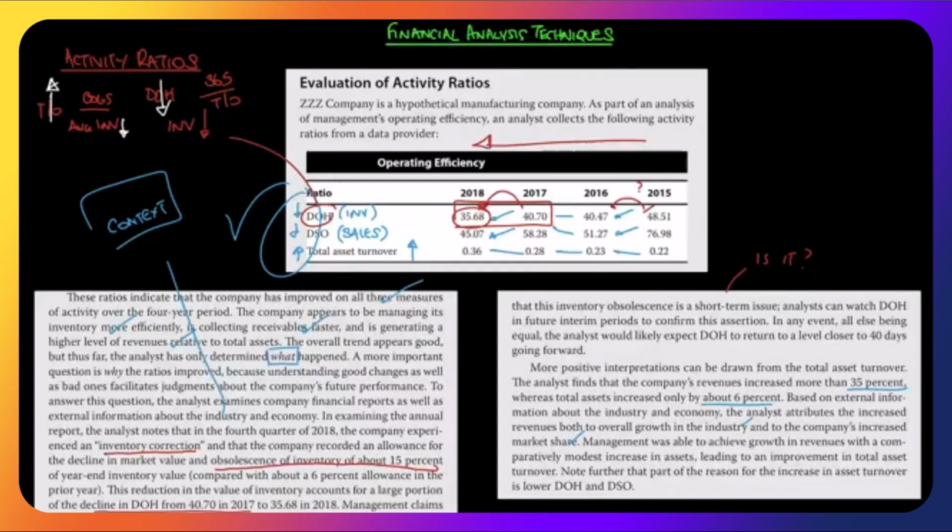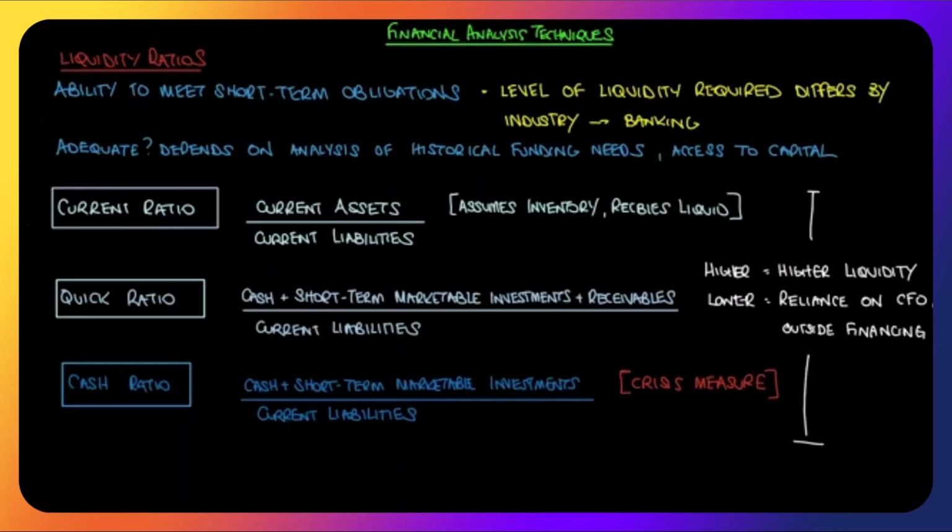That is all good. Note further that part of the reason for the increase in asset turnover is lower DOH and DSO. How does that work? Well, DOH, DSO both include assets. Days of sales outstanding, receivables. Days of inventory on hand, inventory. So if they're coming down, you have on average lower levels of receivables, lower levels of inventory, lower asset base. That is going to help total asset turnover. We are done with activity ratios.